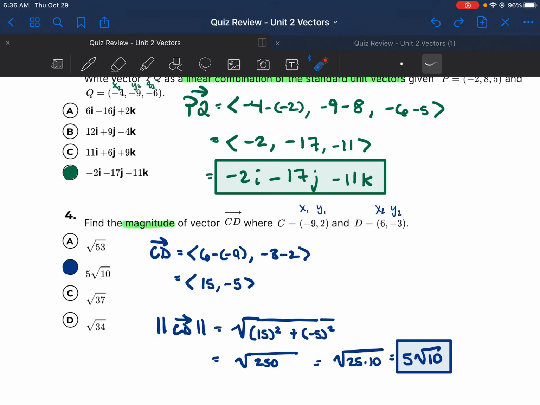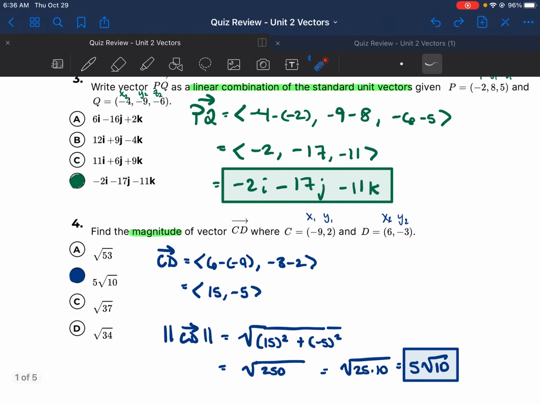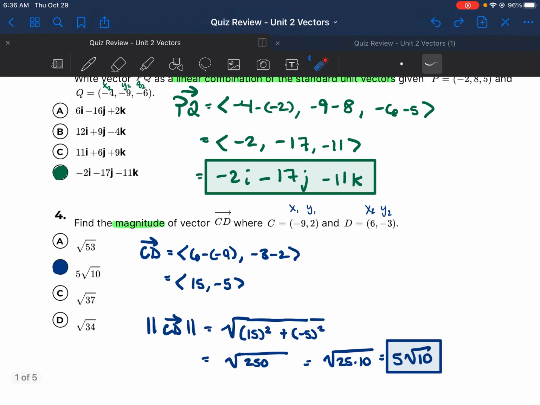Once your vector is in component form, then you can take the square root of the components squared and added together. Here's 15 squared, here's negative 5 squared. When performing this calculation, make sure that you're careful with the negative 5 squared. It's negative 5 times negative 5, so you'll be getting a positive 25. Once you add these pieces together, you get the square root of 250. We know that 250 is 25 times 10, and 25 is a perfect square, so this simplifies to 5 square root of 10.